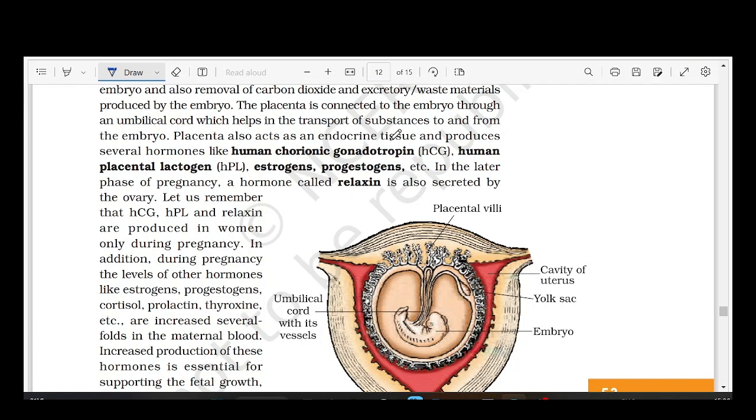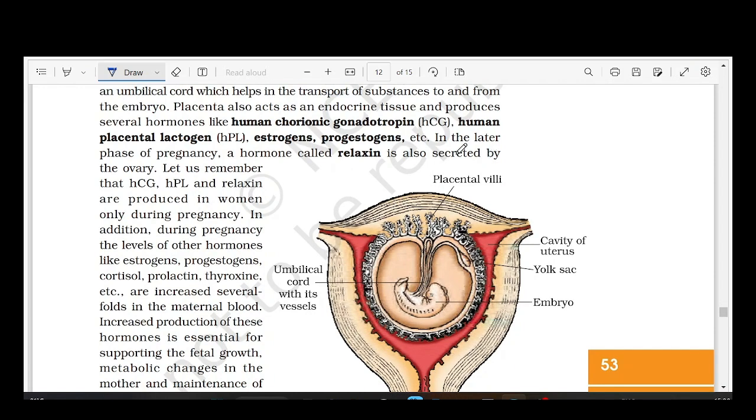Now the placenta also acts as an endocrine tissue and produces several hormones. As you know, the human chorionic gonadotropin. Chorion means placenta, and the chorionic villi is the finger-like part of the trophoblast. You must distinguish these two things in your mind, right? So whenever you see the chorionic term, just remember that this term has come from the placenta. So the human chorionic gonadotropin means the gonadotropin, like LH and FSH, which are not released by the anterior pituitary but by the placenta. So that particular thing is called the human chorionic gonadotropin, HCG.